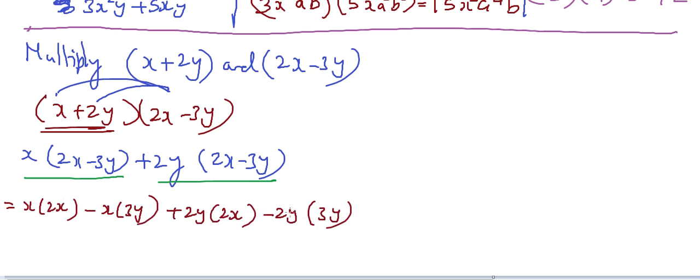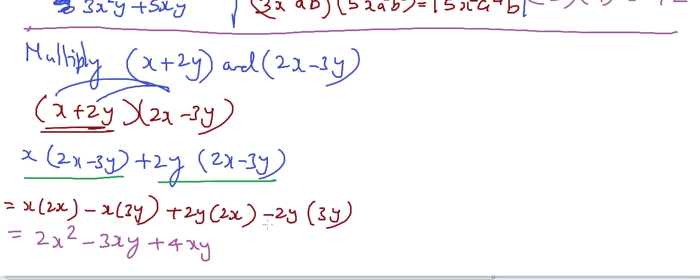Okay, once you become familiar with this, you can skip this step. So you can directly write 2x square minus 3xy, 2 into 2 is 4, and plus sign because both are positive, so 4xy, because 4yx or 4xy both are the same, but if you write in alphabetical order, then it's 4xy.